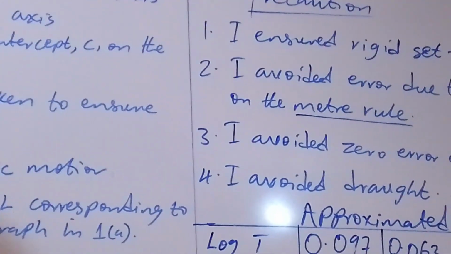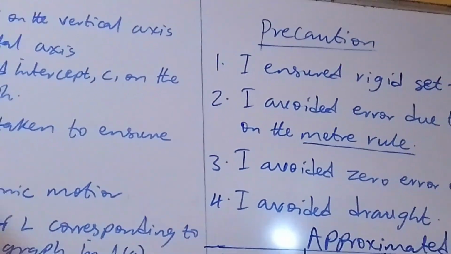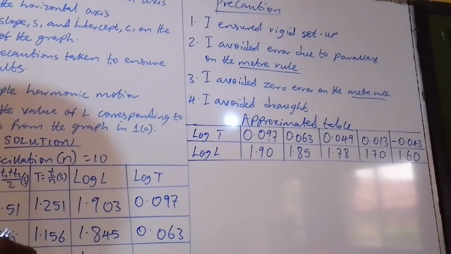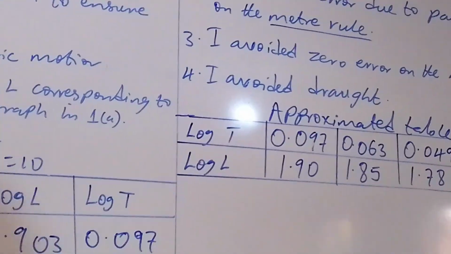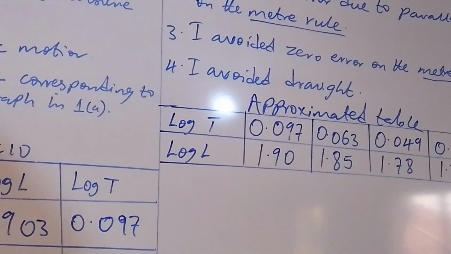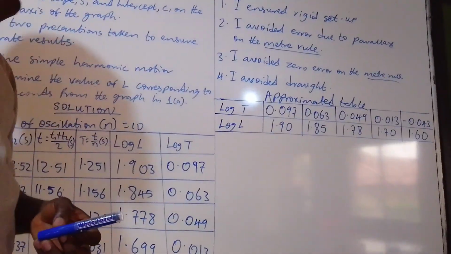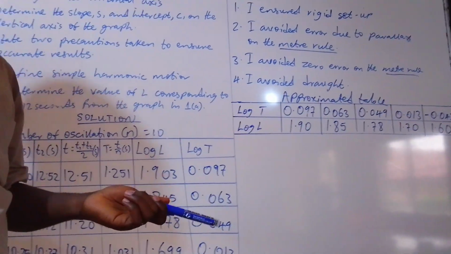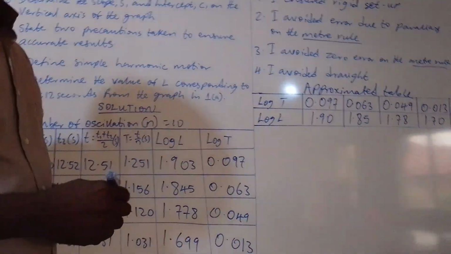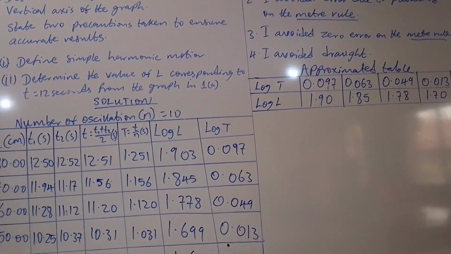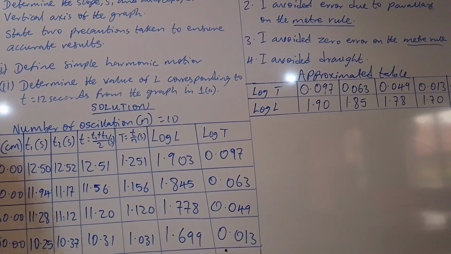Number three, I avoided zero error on the meter rule. You also mention the apparatus. Number four, I avoided draught, D-R-A-U-G-H-T. That draught here simply means strong wind. So you put on the fan, you close the window if there is strong wind. Not D-R-O-U-G-H-T, that one means scarcity.